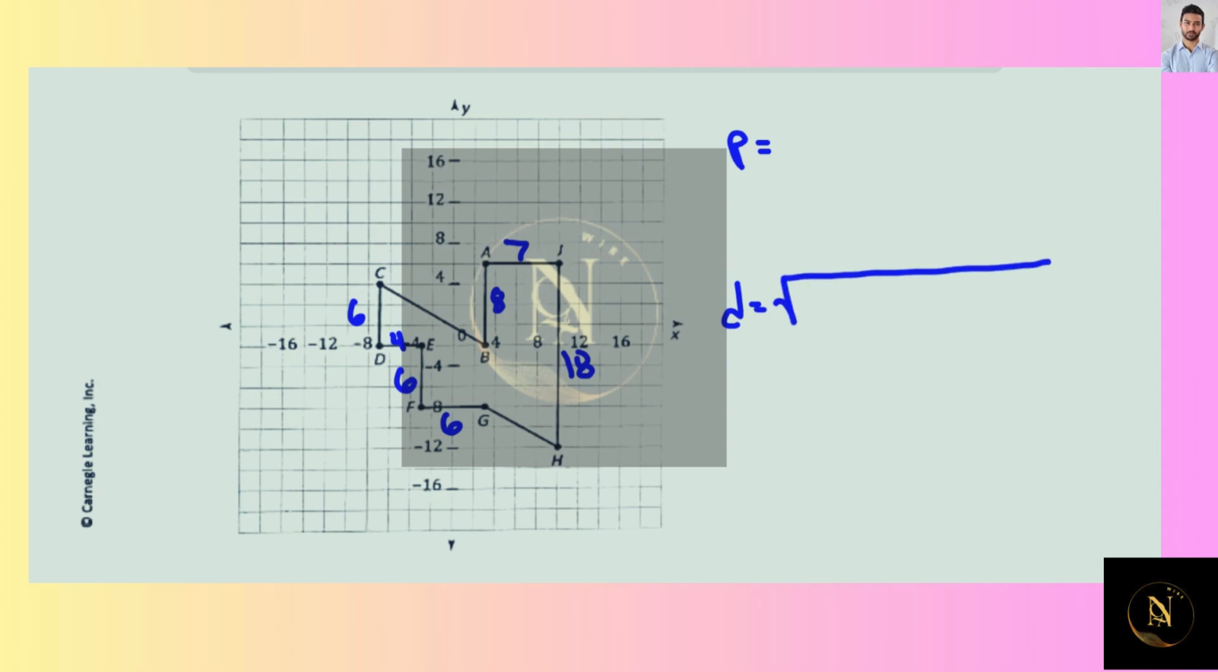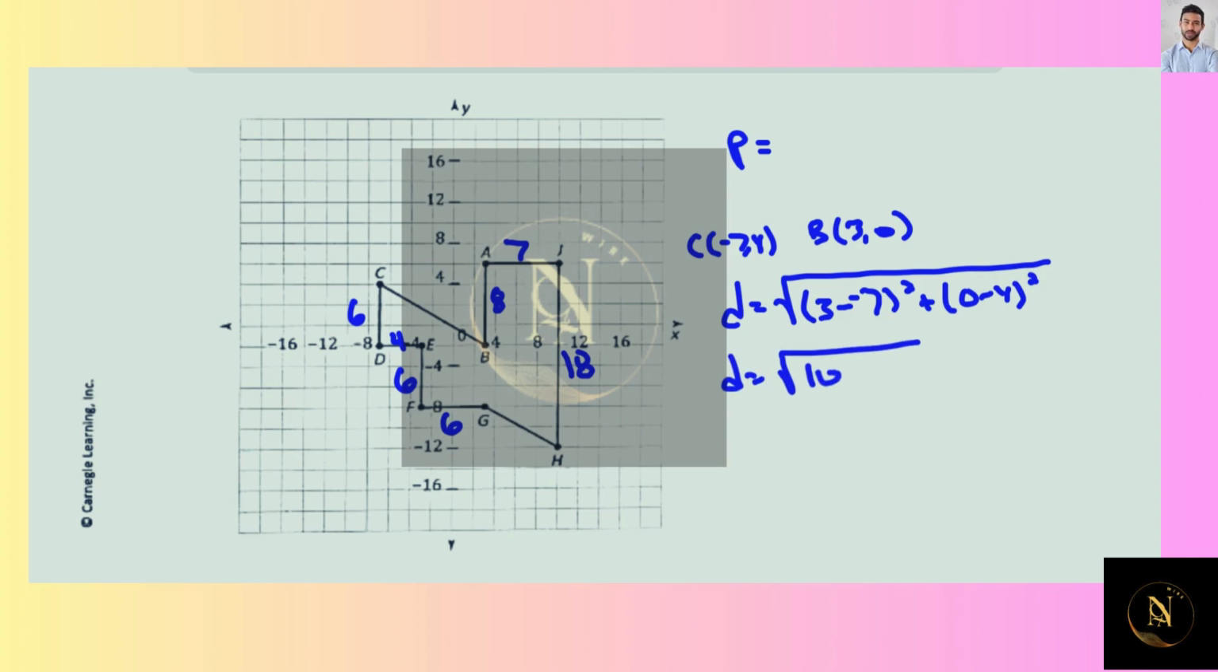So distance formula for the points C, which is at -7, 4, and B, which is at 3, 0, then the distance would be the difference of your x coordinates, 3 and -7 squared, plus the difference of your y coordinates, 0 and 4 squared. That would be 10 squared. 3 minus -7 is 10 squared is 100. -4 squared is 16. So it'd be the square root of 116, which is about 10.8.